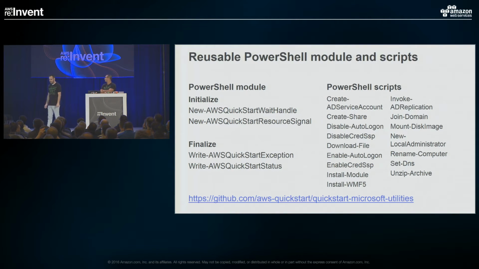If you see the link at the bottom, we have them available, and they're just different utilities that we see across the different Microsoft-based quick starts. Things like downloading a file, creating a share, joining a domain. All these things that were common across quick starts, we actually reuse them. And in the PowerShell module, we had a lot of operations in terms of creating a wait handle, storing it, and then signaling at the end whether there was an issue. So we would signal with an exception, or if we were successful, we would just signal back the status to the CloudFormation stack.